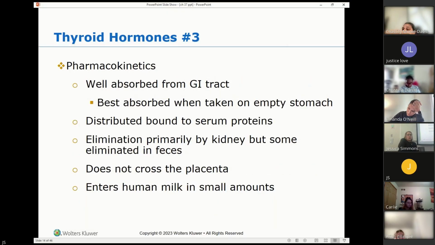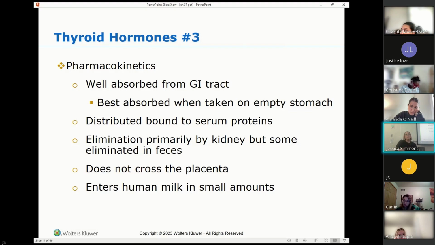So these drugs are well absorbed from the GI tract. They're best absorbed when taken on an empty stomach. Does anybody take Synthroid? What time do you take it? What time? 6? Yeah. So a lot of people will wake up, take their Synthroid, and go back to sleep. Because you should never take Synthroid with other drugs or other food. It changes the metabolism of the drug and the absorption of the drug. So most of the time, like I said, you will have your patients take this 6, 7 o'clock in the morning. Sometimes they'll go back to sleep.